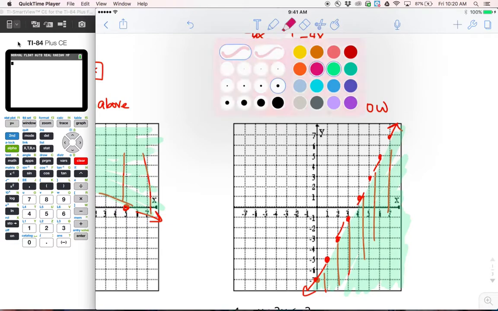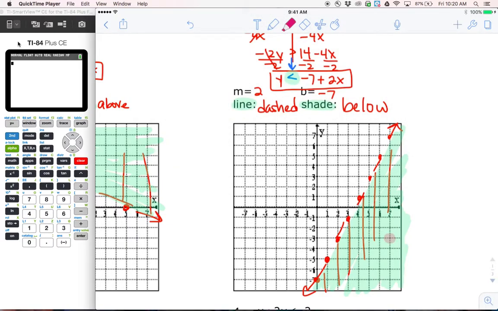Take a look at this point right here I'm drawing. Oops, that's highlighter. Let's take a look here. This point right here is a solution. It's in the shaded area. This point right here is not because it's on a dotted line, not a solid line. This point is also not a solution because it's not in the shaded area. So just a quick reminder about how we look at solutions.